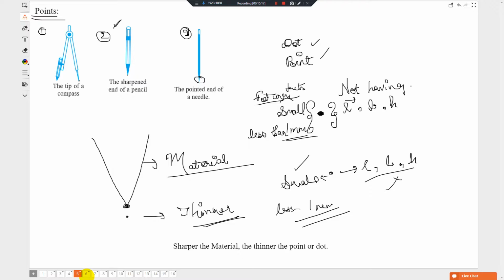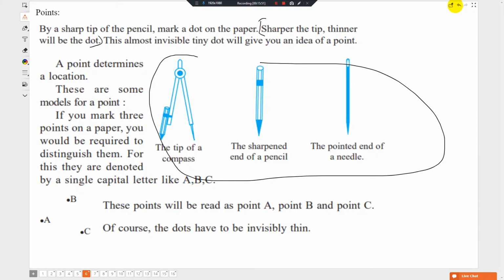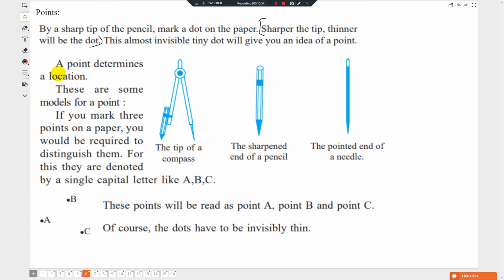Okay, now with the sharp tip of the pencil, mark a dot on a paper. The sharper the tip, the thinner will be the dot, right? See, this only we have learned. The almost invisible tiny dot will give you an idea of a point. See this example. A point determines position. These are some models for a point.